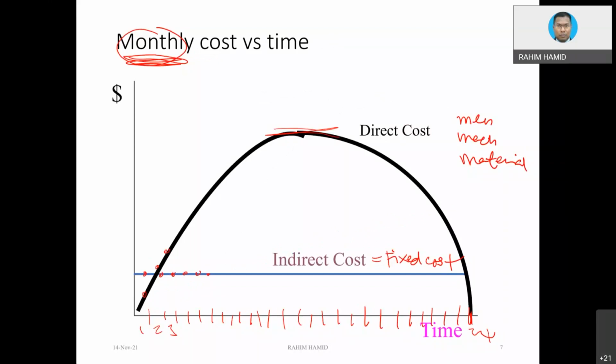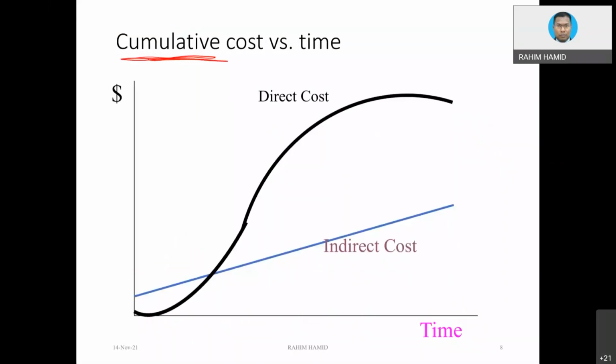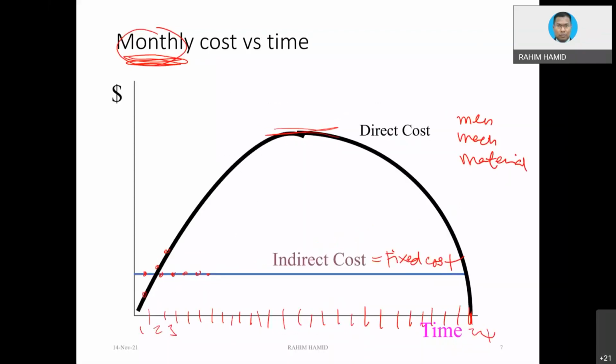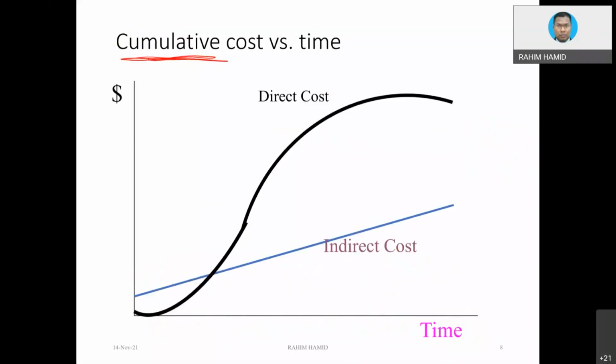Then you are going to see the indirect cost will be a linear graph. Okay, a very straight line. But whereas the direct cost, because of the parabolic nature of the monthly cost, when you translate this parabolic graph into cumulative, you are going to see this kind of graph for the direct cost.